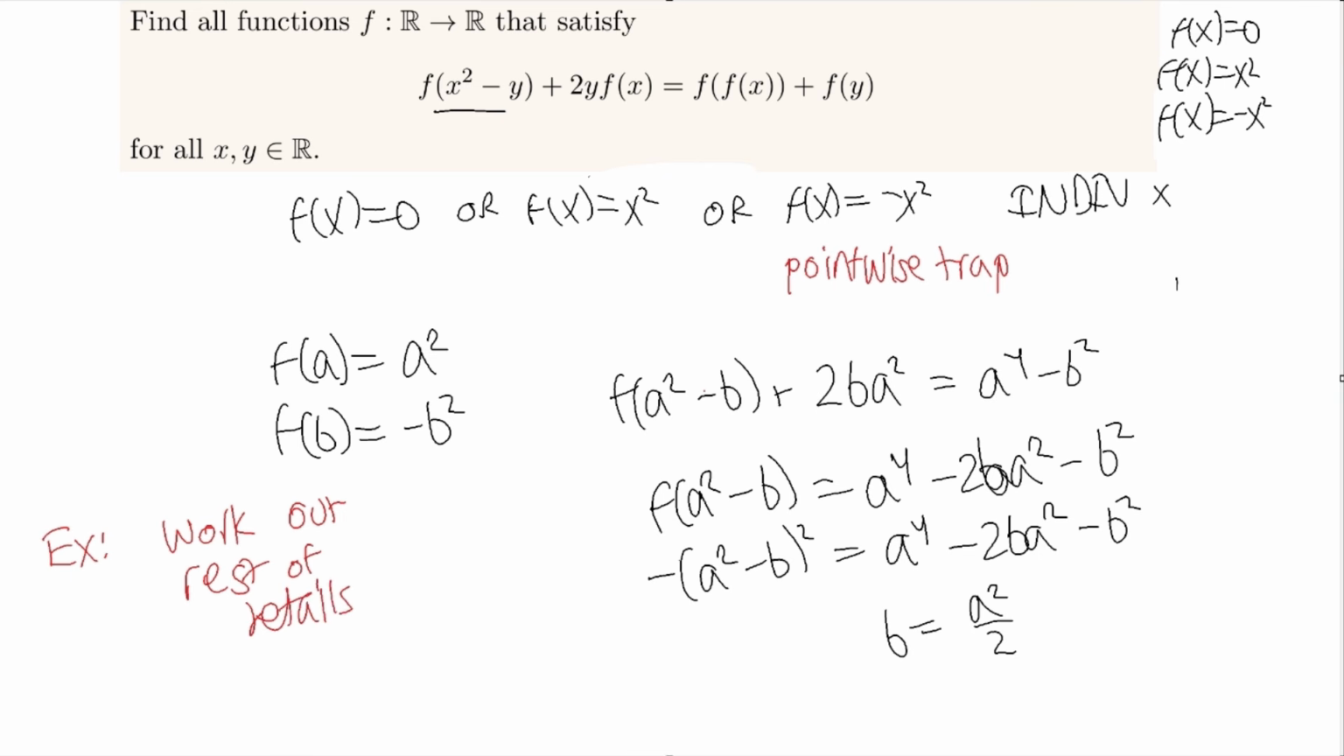And therefore, we have resolved the entire pointwise trap, which means the only solutions are these ones claimed here. We don't have any weird ones. And that solves the functional equation.